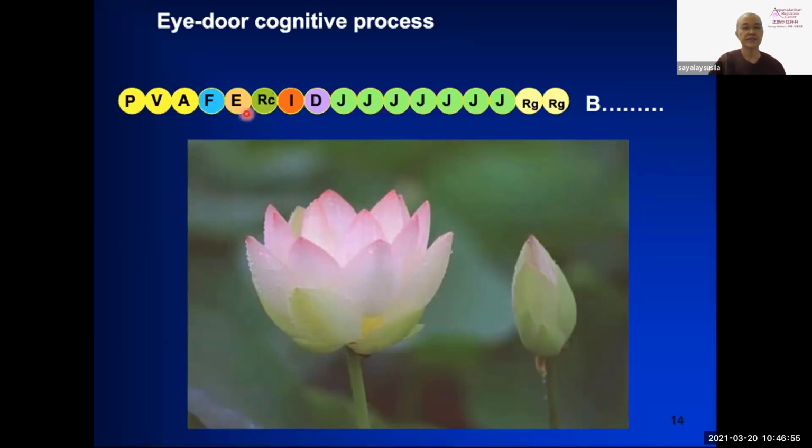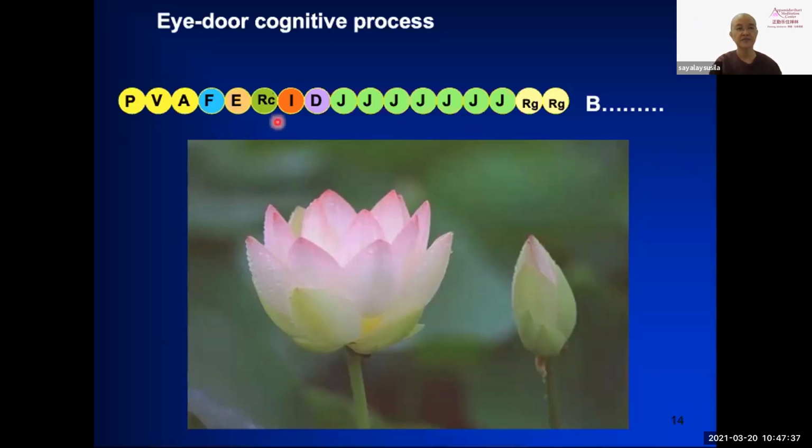Okay, let me repeat a little bit. The eye consciousness sees the visible form, but eye consciousness does not know what color, what that visible form is. It seems like a conflict with what we experience in daily life, right? When our eye sees something, we immediately know. For example, our eye sees a house. We immediately know, oh, this is a house. When your eye sees me, immediately you know, oh, she is Sayalay Susīlā, right? So it seems that when the eye sees, we immediately know who she is, what that is.